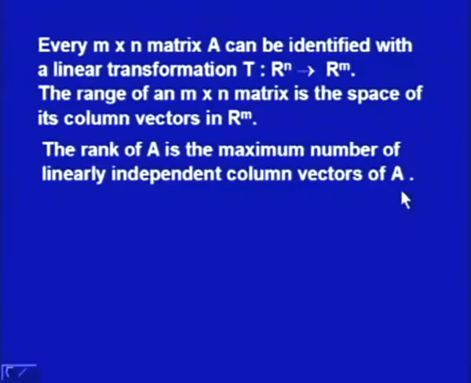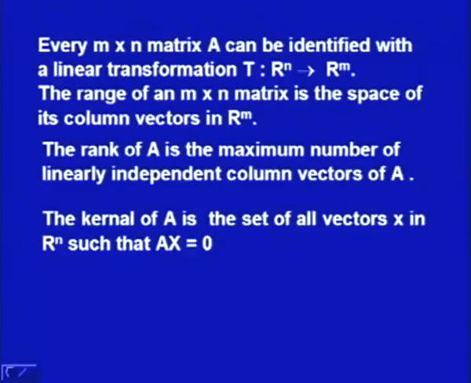A will have a number of column vectors. The independent column vectors will constitute the basis for the space, and that is why we say the rank of A is the maximum number of linearly independent column vectors of A. Then the kernel of A is the set of all vectors x in Rn such that Ax is equal to 0. All these definitions are actually taken from the definition of linear transformations. Once we have identified the linear transformation and matrix representation, one can very easily write down these things. Accordingly, the nullity of A is the dimension of its kernel.